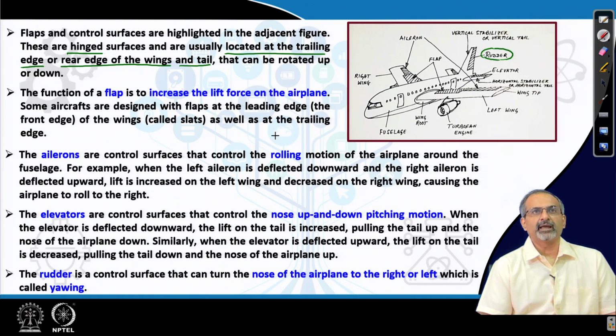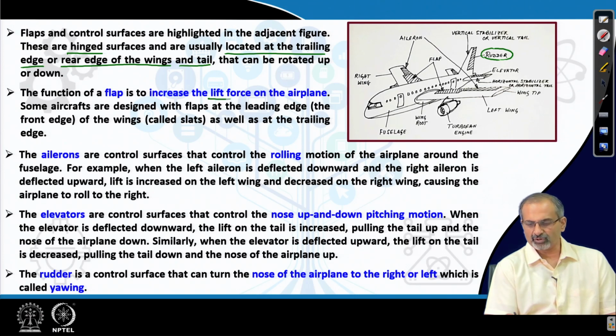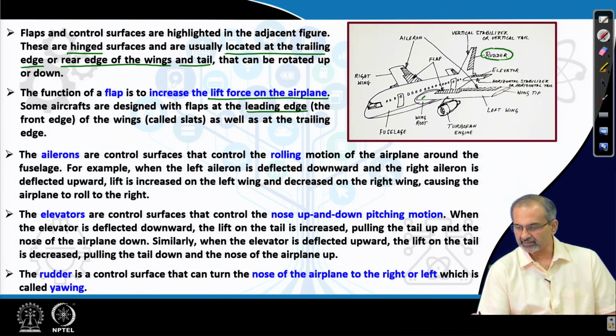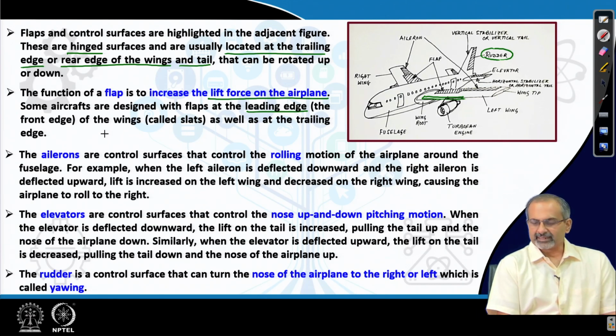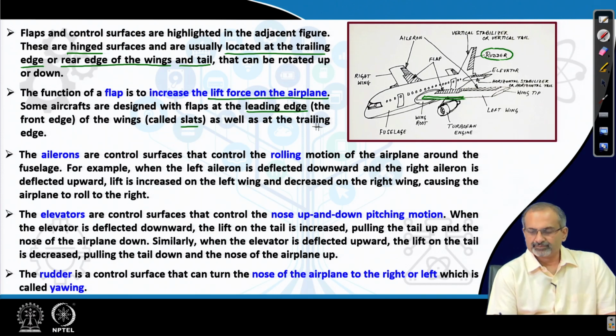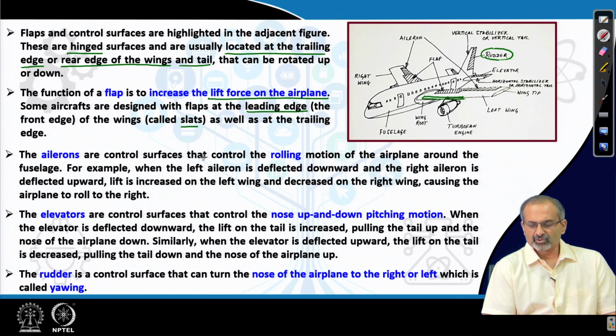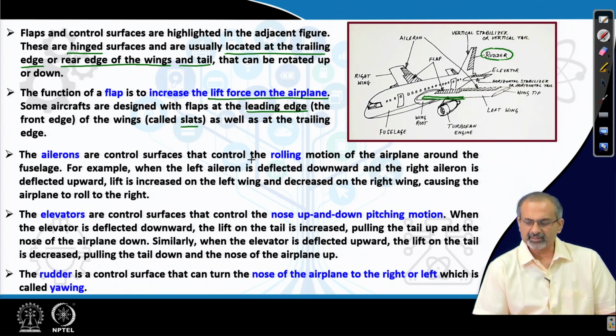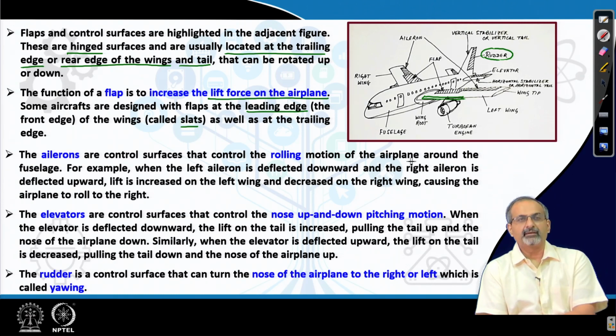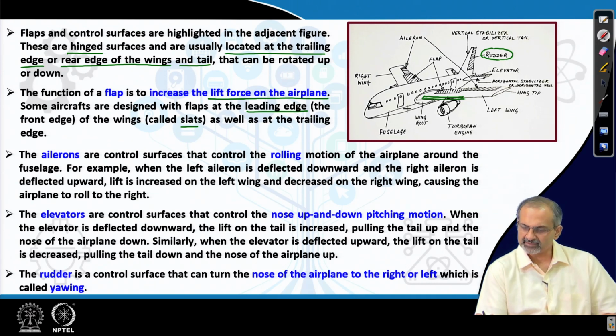Now, the function of a flap is to increase the lift force on the aircraft. Some aircrafts are designed with flaps at the leading edge here, that is the front edge, and we call them slats. The ailerons are control surfaces that control the rolling moment of the airplane around the fuselage. Rolling means it can rotate about this axis, that is what we mean by rolling.